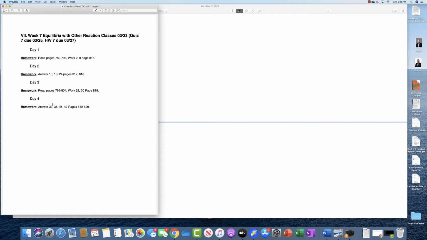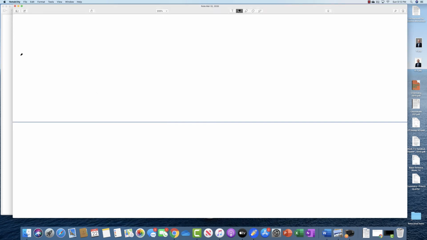Number 36, calculate the concentration of F required to precipitate calcium fluoride in a solution that's 0.01 molar calcium. Well, let's do that one. This is very similar to the 33, which you're going to do on your own and look up the answer. So you have calcium fluoride.